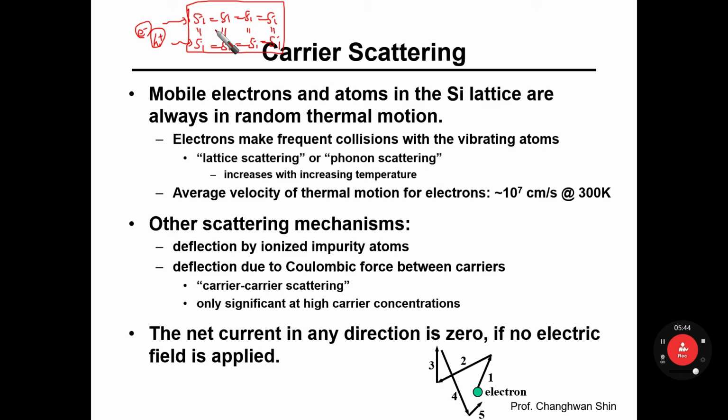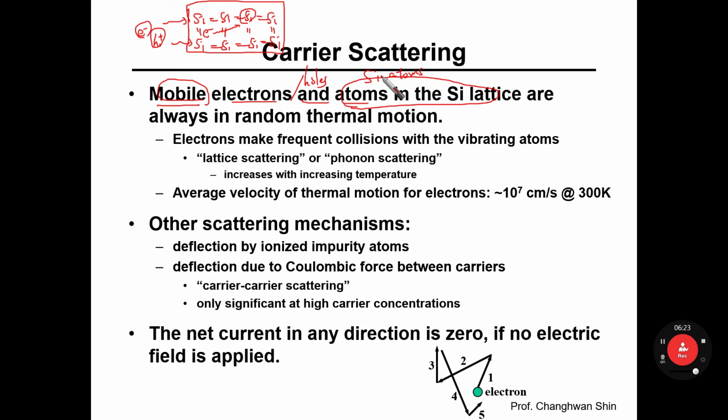What events would you expect? Maybe this electron would hit a silicon atom. That is the main event that happens. In reality, that kind of event happens for sure. So we have movable electrons and holes, and atoms in the silicon lattice, which simply means silicon atoms consisting of the crystalline silicon material.